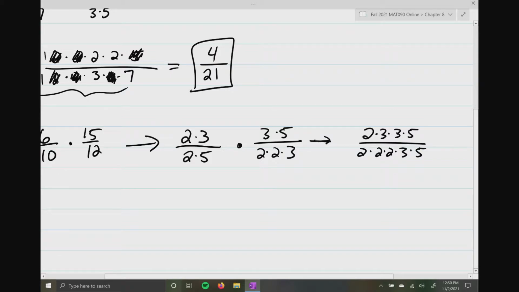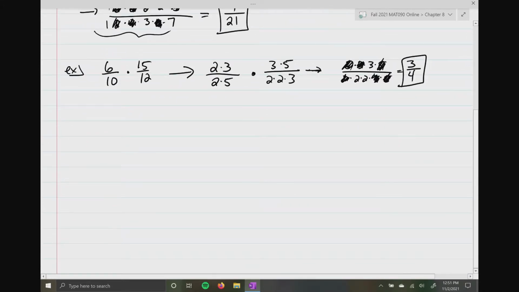Now, n over n time. I look for numbers that are the same in the numerator and denominator. 2 over 2, 3 over 3, 5 over 5. Whatever's left over is going to be my reduced answer. I have a 3 in the numerator. And 2 times 2 is 4 in my denominator. So it's 3 over 4. Now, if we can just remember that, then multiplying rational expressions is extremely easy. So let me show you this one.